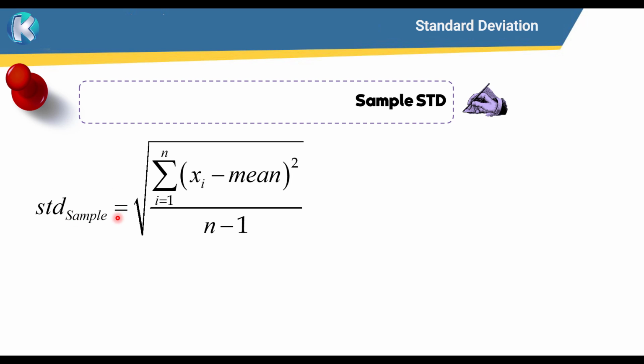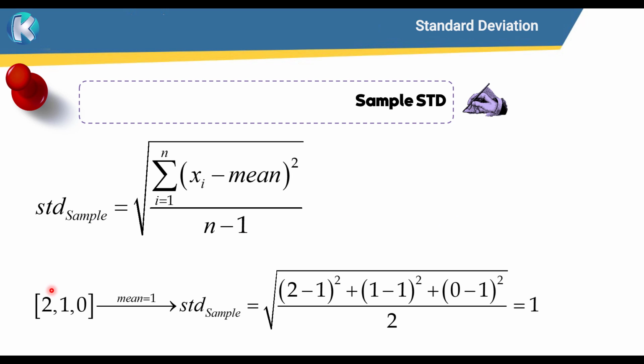As you can see, this is the formula for calculating the sample standard deviation. Every data point minus the mean, to the power of 2. We add these values and divide by n minus 1, I mean the number of values minus 1. And then finally, we take the square root of that in order to calculate the sample standard deviation.